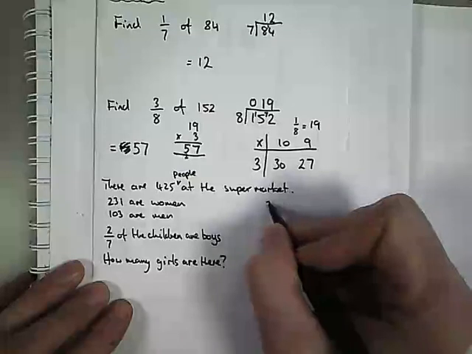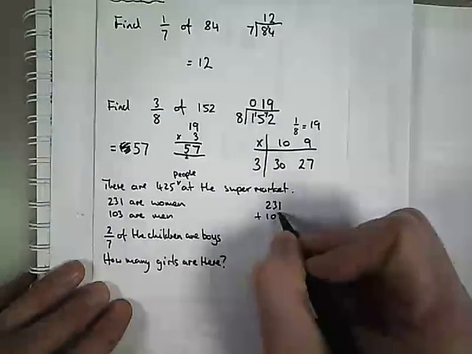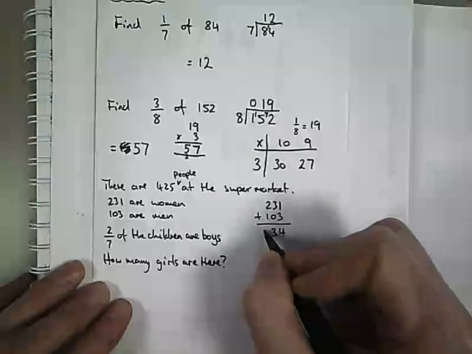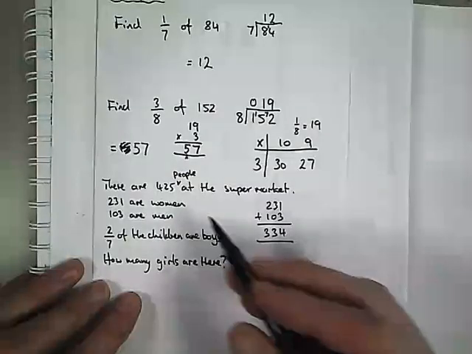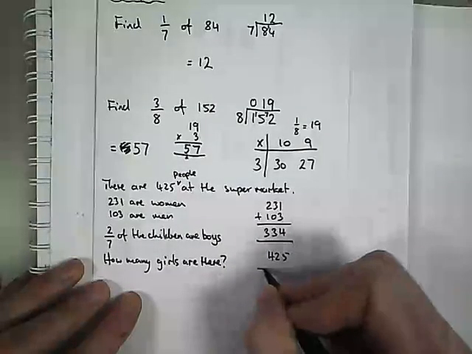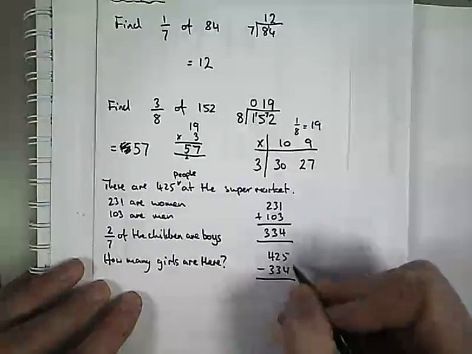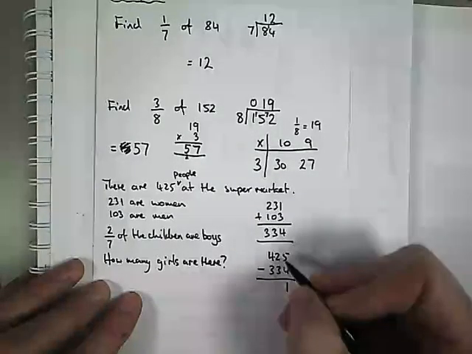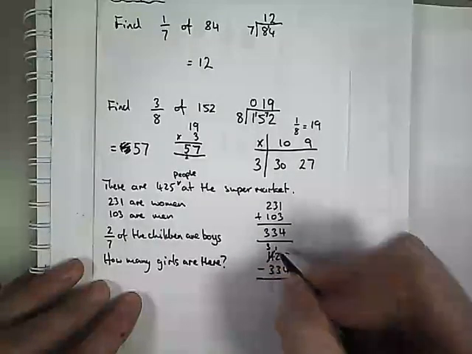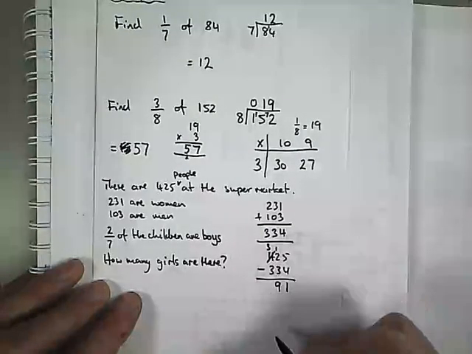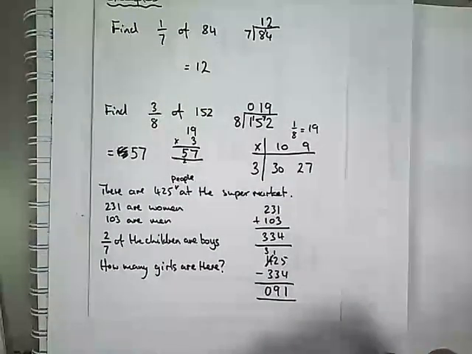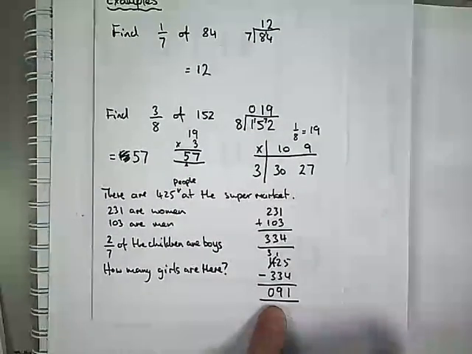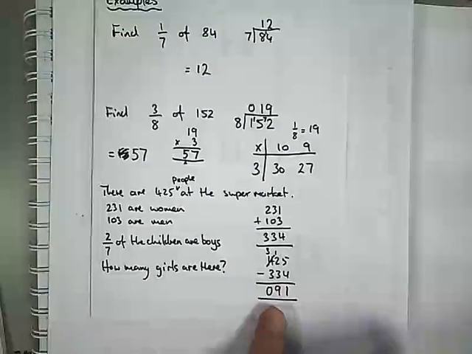So 231 plus 103 equals 334. If I take the amount of adults away from the total people, 425 take away 334: 5 take away 4 is 1, can't take 3 away from 2, so I borrow 1, that becomes 12, take away 3, which is 9, 3 take away 3 is 0, so I've got 91 children. Now I know 2/7 of them are boys, so I'm going to work out what 2/7 is, and then take it away from 91.